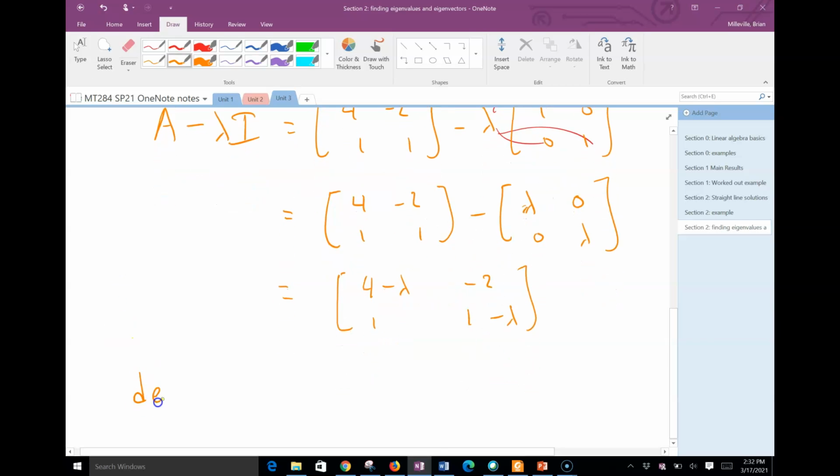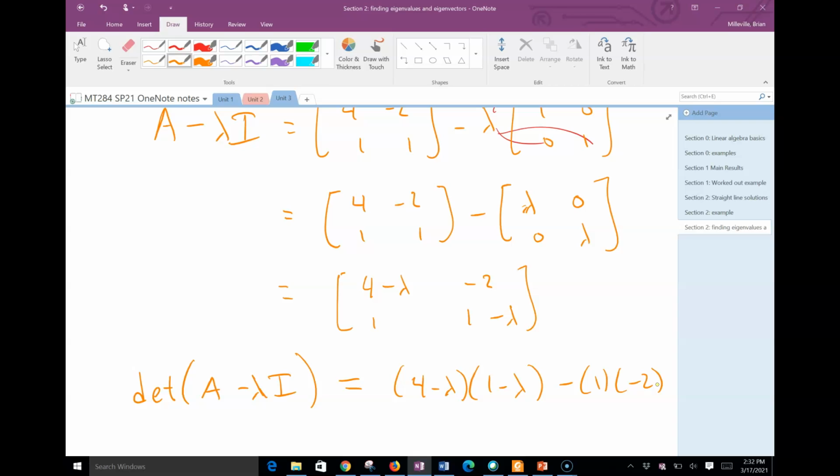Now our next job is to take the determinant of that matrix, A minus lambda times the identity. So what we do here is multiply down the main diagonal, and then subtract off the product of the off diagonal. We get 4 minus lambda times 1 minus lambda, minus 1 times negative 2. Every time we're given a matrix and we're trying to find the eigenvalues, we have to go through that calculation right there. It's going to happen over and over and over again.